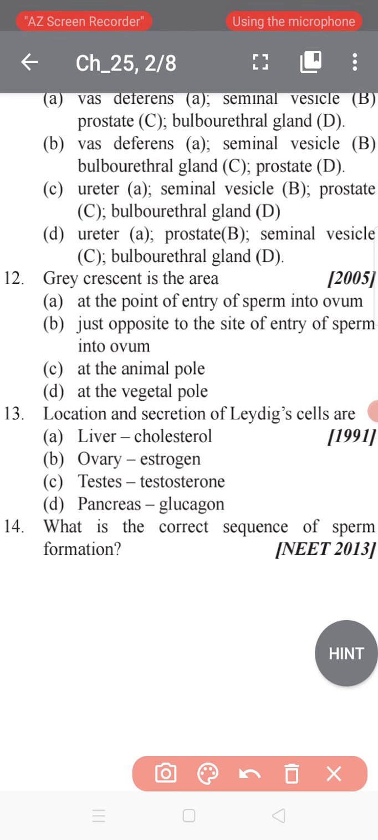The location and secretion of Leydig cells are: liver, cholesterol; ovaries, estrogen; testosterone; pancreas, and glucagon. So now tell me, the location and secretion of Leydig cells are basically what? The interstitial cells, that is Leydig cells, are present in the testis and secrete the male hormone testosterone. So option C is correct. Okay, testosterone.